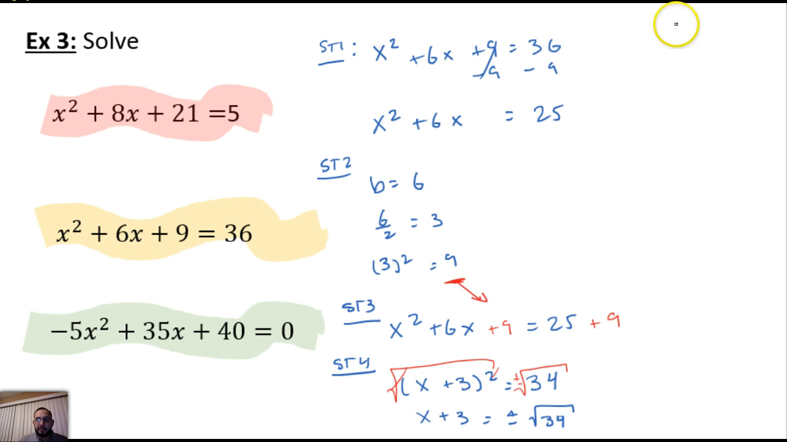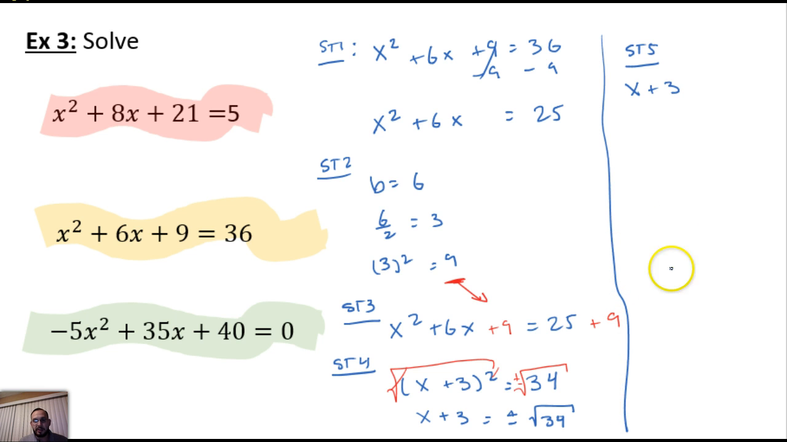I'm going to bring step 5 up here. Step 5 just tells us to solve. So I have x plus 3 is equal to plus or minus square root of 34. Let me divide this out to give us a little bit of workspace. Subtracting 3 from both sides, x is equal to negative 3 plus or minus the square root of 34.